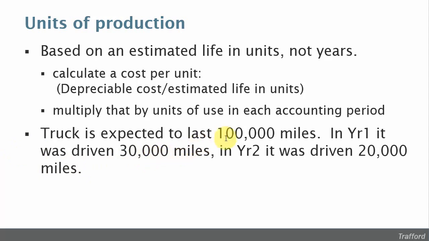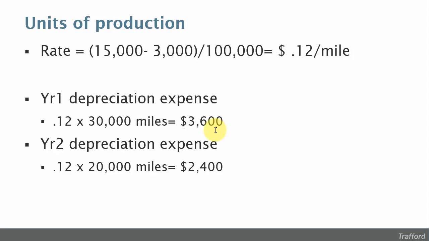And since it's a truck, it would make sense to do it in miles driven. So we're going to estimate the life of our truck to be 100,000 miles. We know that in year 1, it was driven 30,000 miles, and in year 2, it was driven 20,000 miles. Let's compute depreciation for years 1 and 2 under the units of production method. Our depreciable rate would be our cost of $12,000 divided by our estimated useful life in miles, 100,000, or 12 cents a mile.